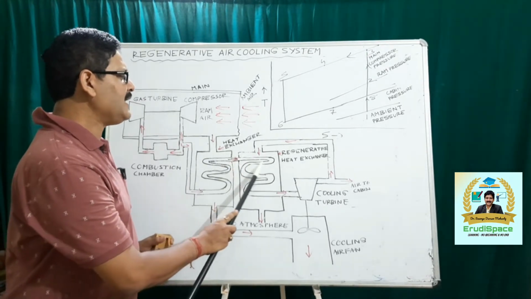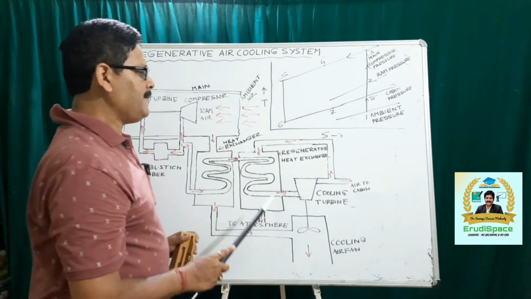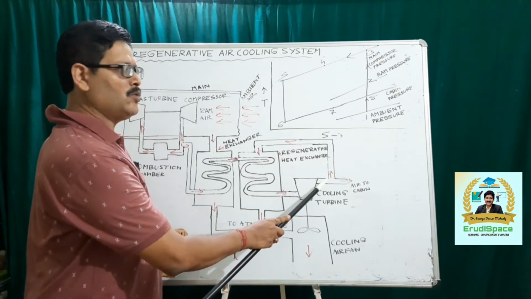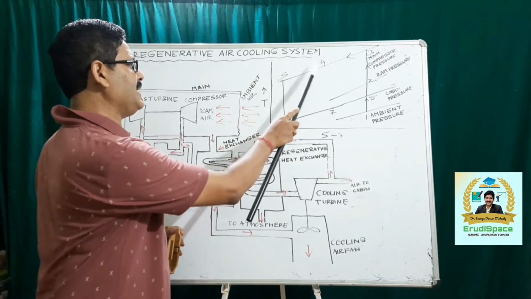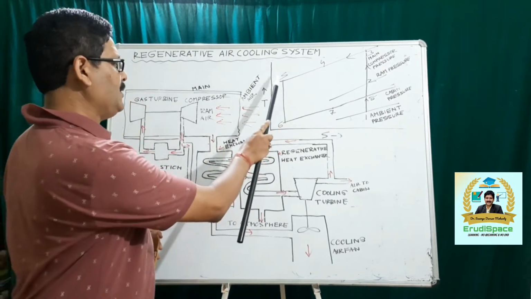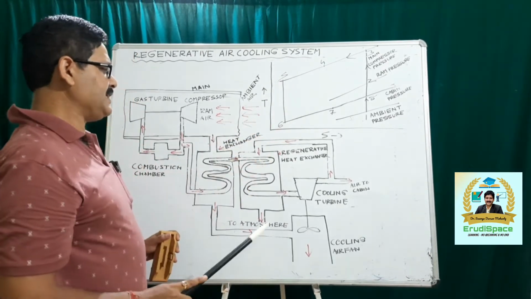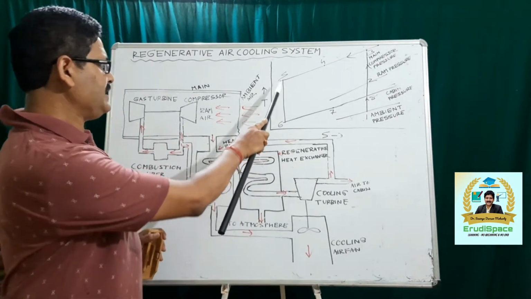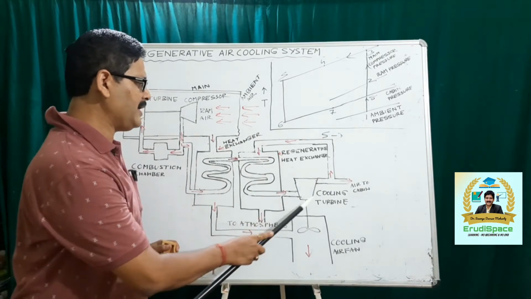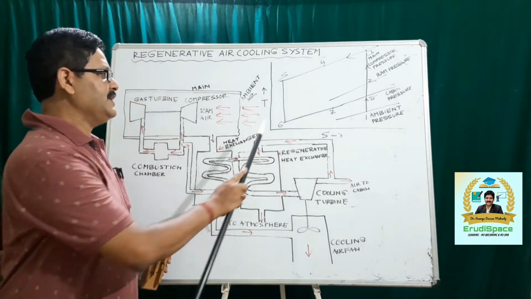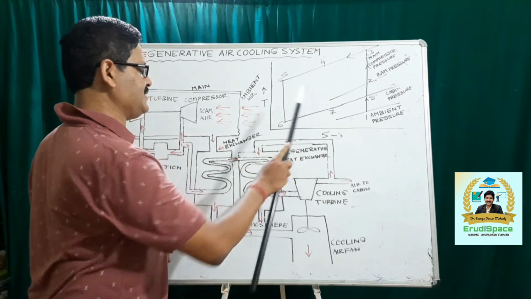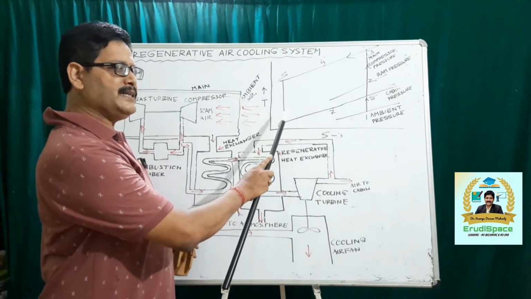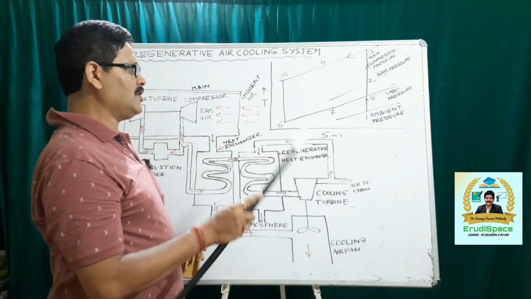Here the air is cooled by part of the air bled from the cooling turbine. This is represented by 4-5. 5-6 actually represents the expansion that is taking place in the cooling turbine, and then 6-7 actually represents the refrigeration that is taking place in the cabin or cockpit.